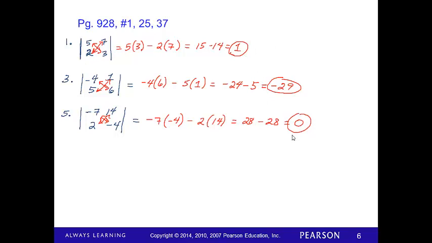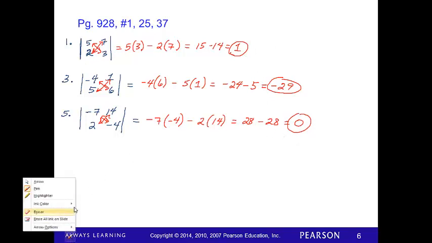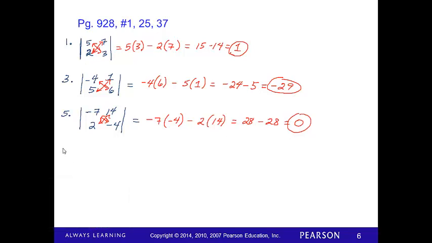All right, let's go ahead and go to number 25. Number 25, and what do we have here? We have 3, 1, 0, -3, 4, 0, -1, 3, -5. Now this is a 3 by 3, so I'm going to rely on my calculator. You can do it by hand, but it gets kind of tedious and we can make human error. So let's use our calculator.